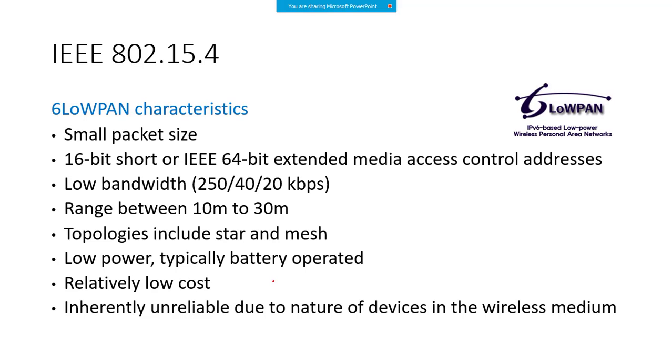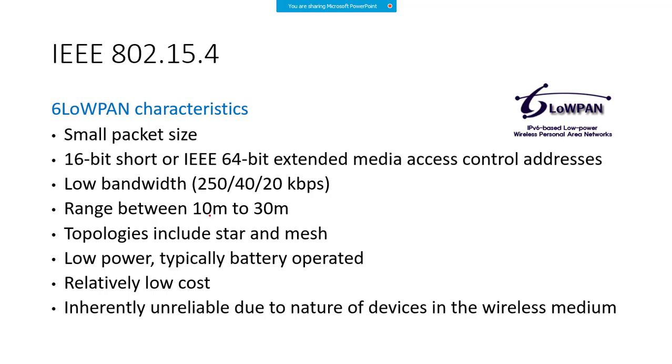What are the characteristics of 6LoWPAN? The way we have looked at the characteristics of Zigbee, we are looking at the characteristics of 6LoWPAN. It's a small packet size, 16-bit short or IEEE 64-bit extended media access control address, right? This is how IPv6 has been compressed. It has a low bandwidth, again please remember, right? The way in Zigbee also the maximum data rate that you were getting is 250 kbps. Here also the same, but the additional thing you are getting is that the node has a capability to get connected directly to the internet device, or directly it can communicate with the internet device.